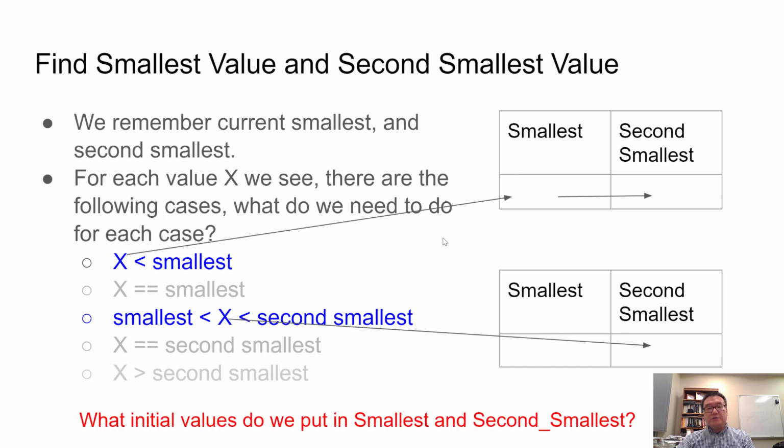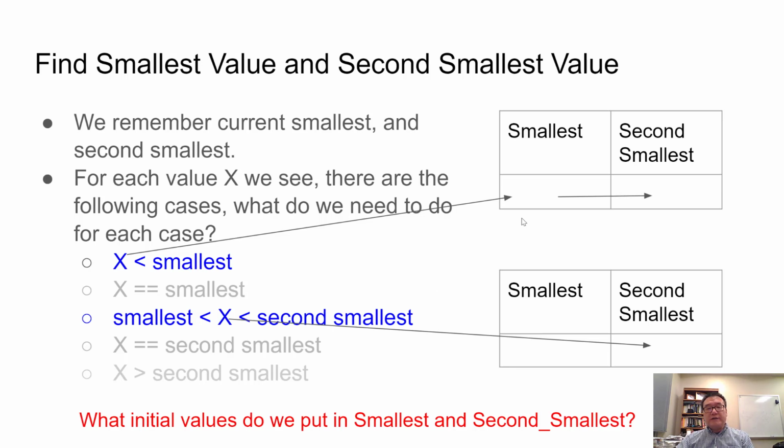Now another question is what initial values do we put in smallest and second smallest? So I guess we can do some cases, like you look at the first two elements in the array. If the first one is less than the second one, then you put the first one here, the second one here. But the question is, what if the first one and second one are the same? Then you need to keep going on looking for the next one. So that becomes fairly complicated.